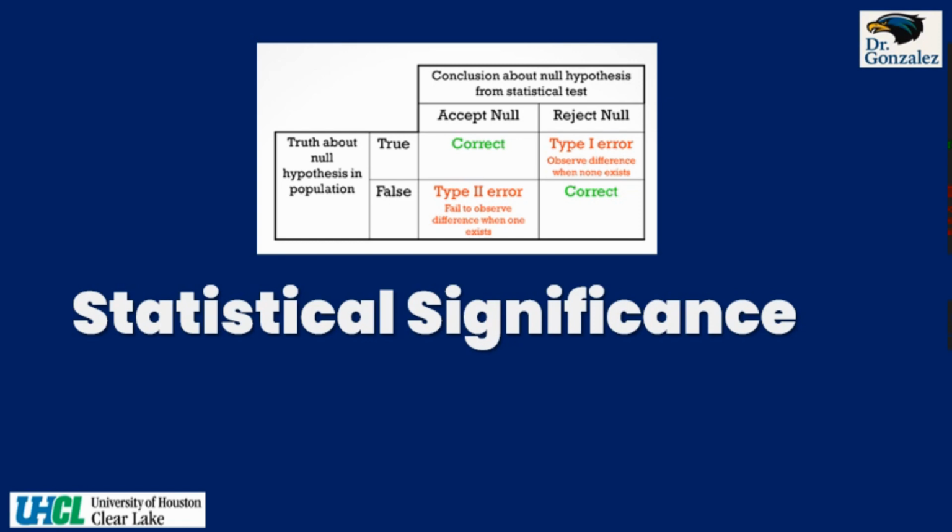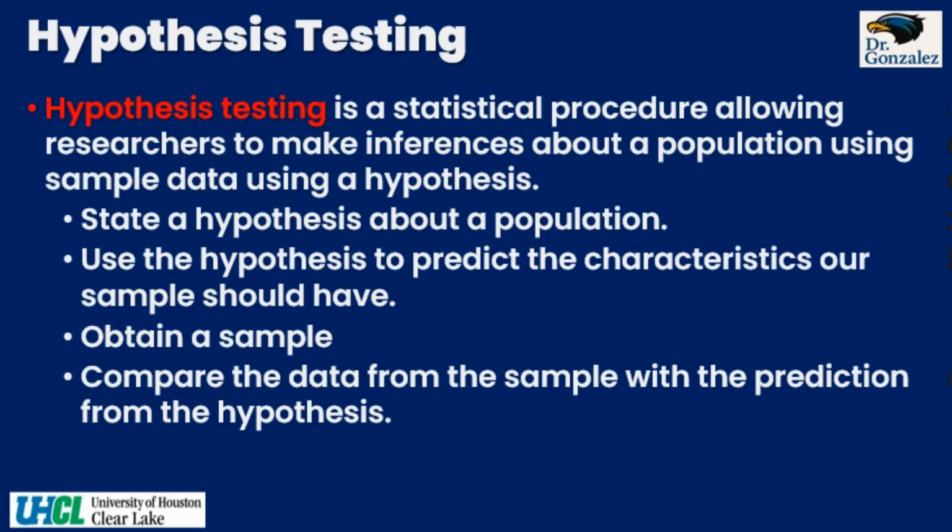The first thing we're going to discuss is how to determine statistical significance and our general approach to hypothesis testing. So we've talked a little bit about null and alternative hypotheses. So let's talk about hypothesis testing. Hypothesis testing is a general procedure in statistics that allows us as researchers to make an inference about a population using sample data, using a hypothesis.